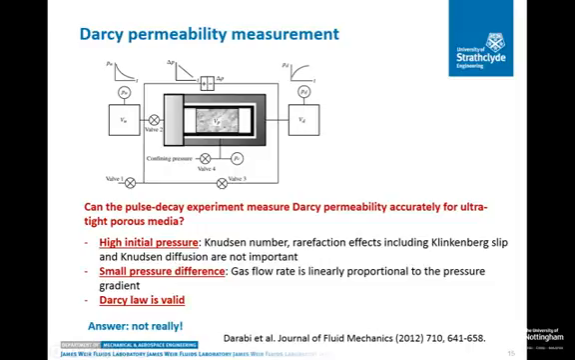Currently, for this type of very low permeability material, people use the pulse decay experiment, just pressure drop against time. They can measure it. They assume Darcy law is valid under this kind of high pressure, small pressure gradient. To interpret the results, they can predict Darcy permeability.